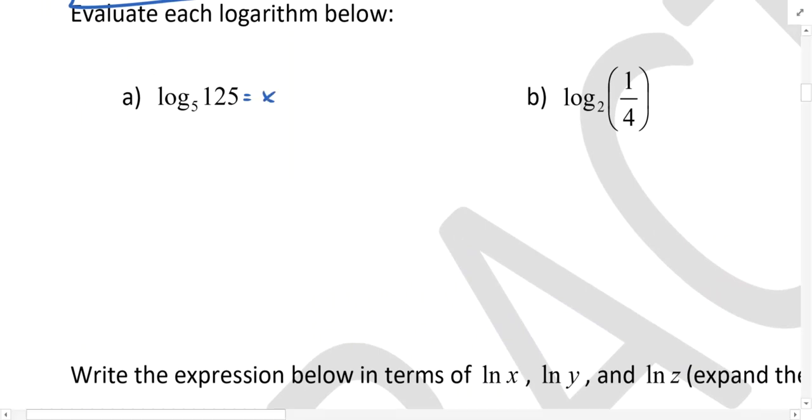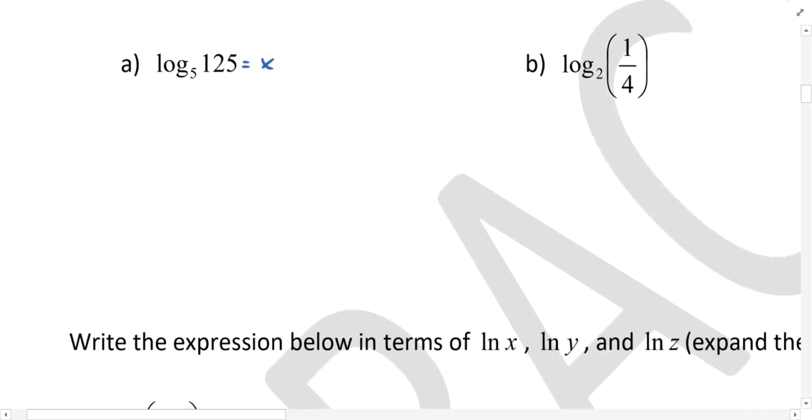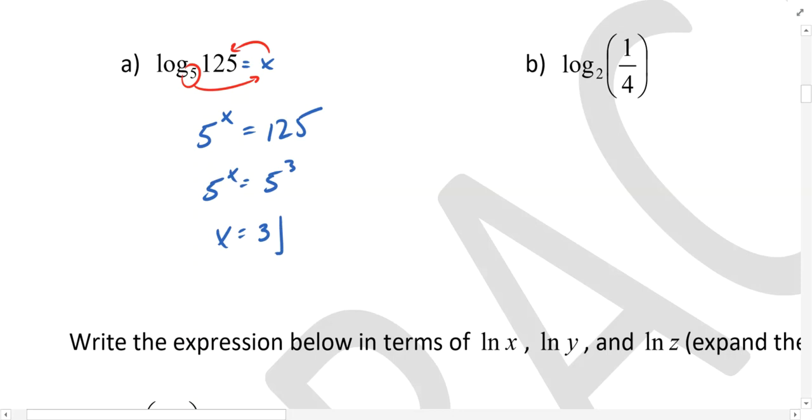Remember, the trick here is to set the logarithm equal to x and then solve for x. If you don't know what the logarithm result is by simply looking at it, then consider rewriting your logarithm as an exponential. And now we've got 5 to the x power equals 125, and we know that 125 is the same as 5 cubed, so therefore x must be 3, and the logarithm base 5 of 125 must be equal to 3.